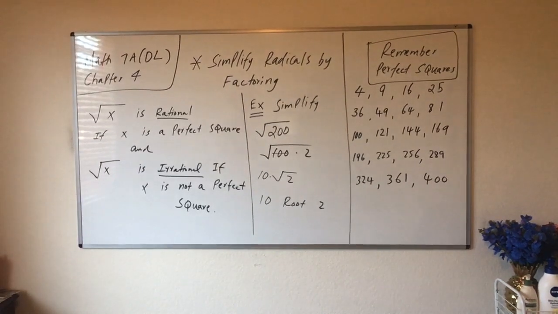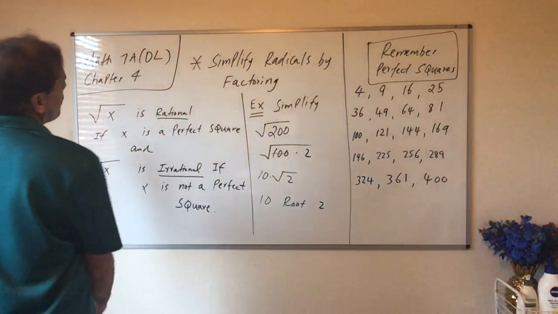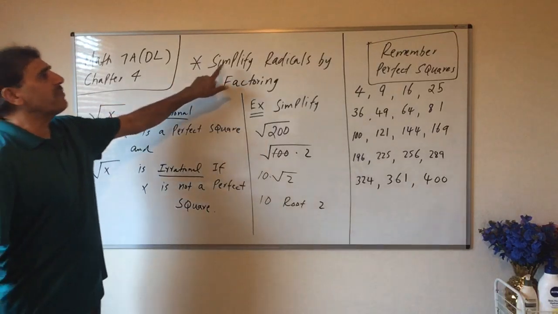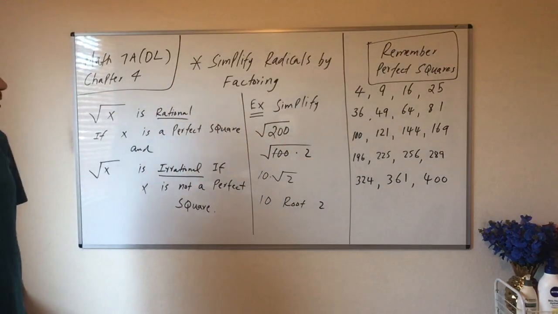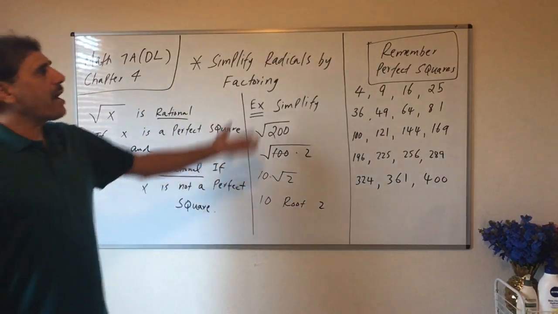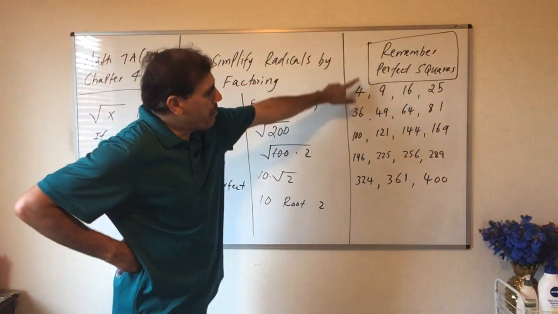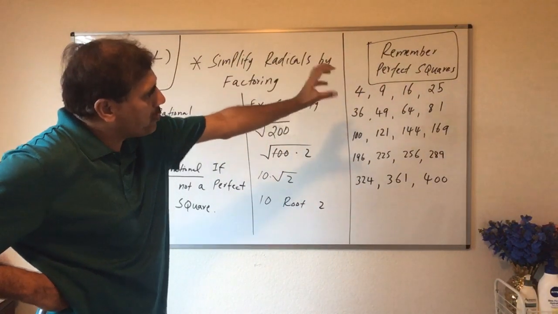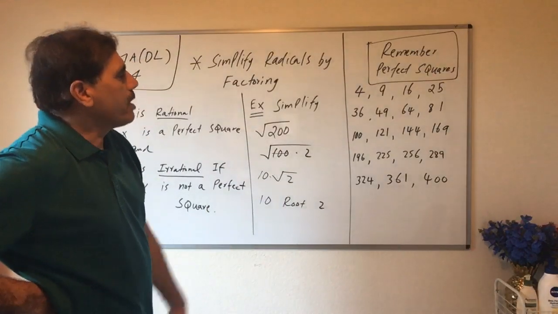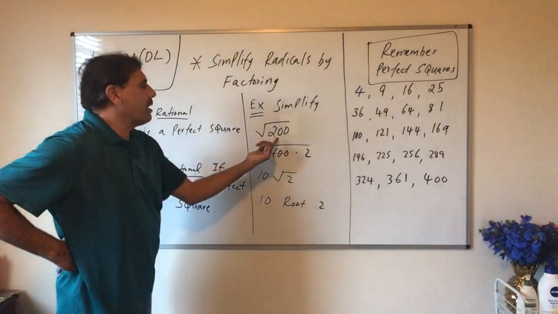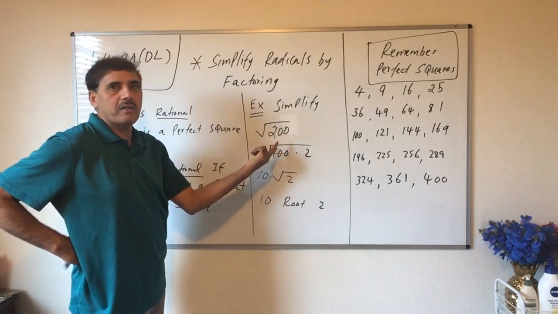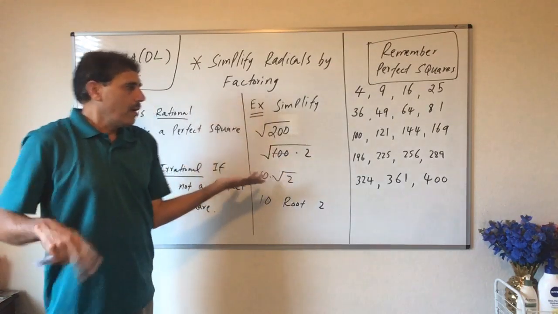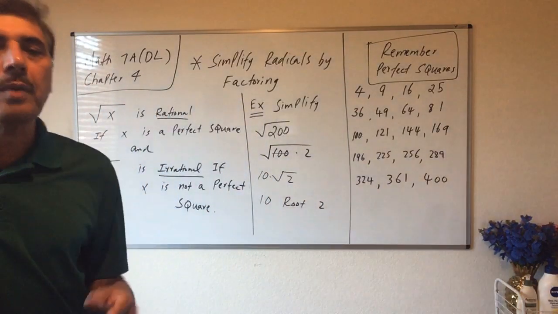Hello everybody. The next lesson is simplifying radicals by factoring. To do that, we must know some basic perfect squares, so make sure to review these. You must remember which numbers are perfect squares, because a number will be given, and then we're going to find two factors of this number with the biggest square possible.